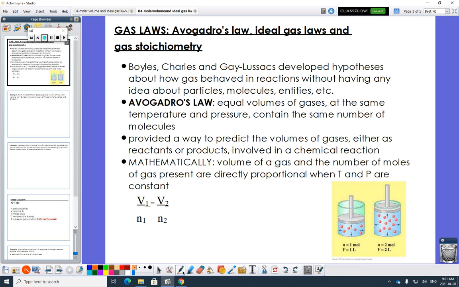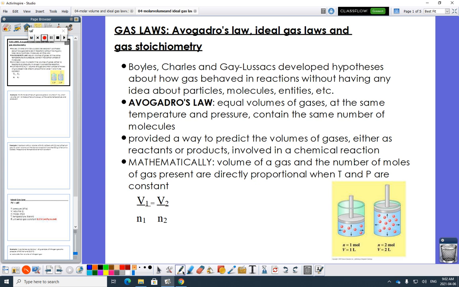So he did really simple experiments and said that equal volumes of gas at the same temperature and pressure should contain the same number of molecules. But he didn't even really know how to quantify the number of molecules. So then again, the law eventually was manipulated to include how many moles.